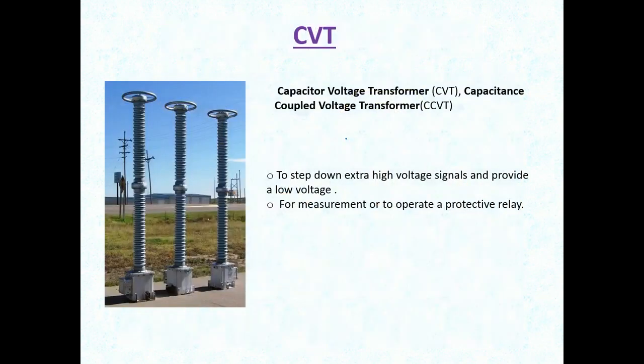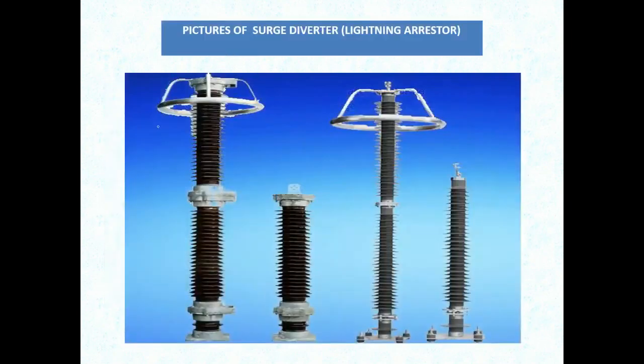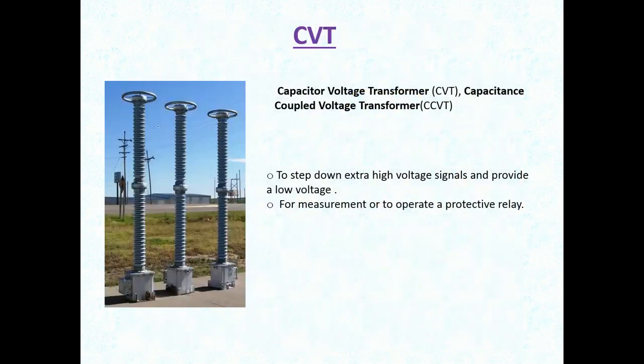Next, capacitor voltage transformers, CVTs, these are coupled voltage transformers, CCVTs. The diagram representation is like this. It seems to be a lightning arrestor, but the color of this one is different. It has a number of porcelain disc insulators. But the CVT, capacitor voltage transformer or capacitance coupled voltage transformer, steps down extra high voltage signals and provides low voltage.